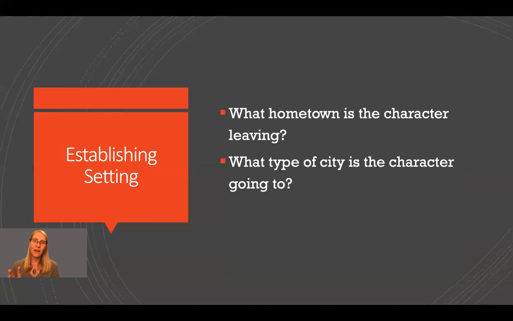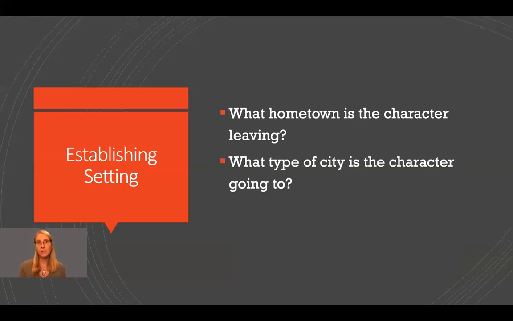Once you have figured out the things that you'd like to have happen in your story, you need to start fleshing that out and thinking about what the setting might be. For example, I said, I'm not sure what kind of city, I'm not sure what kind of hometown. I'll want to decide that, because that might affect who my characters are, or what type of events happen in the city, or the way that my characters become friends.